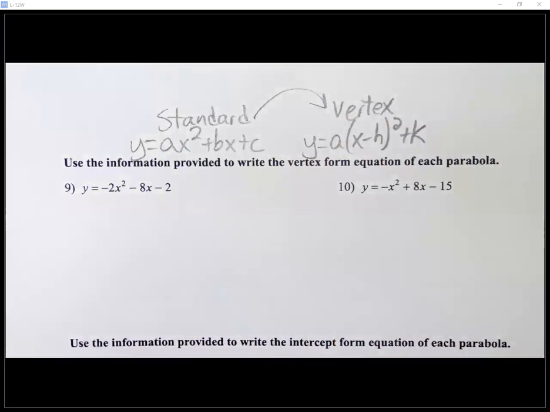It's a lot easier than you think it is, because think of what I need to write something in vertex form. I need to know what A is. Don't you know what A is? If you look at number 9 and I ask you what A is, you know what it is, right? Tell me, what's A in number 9? Negative 2, right? So it's still going to be negative 2 when I convert it. So, okay, cool. I know what A is.